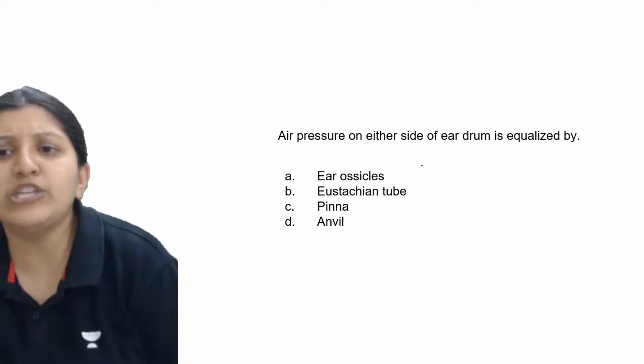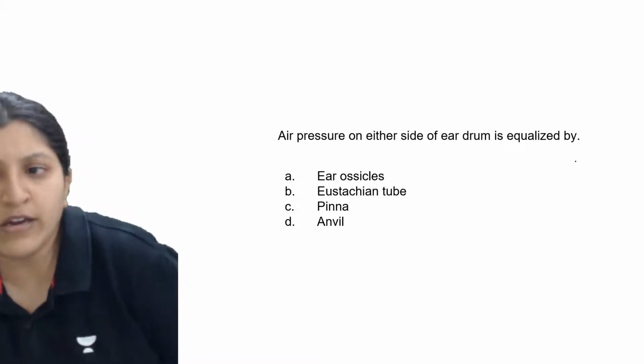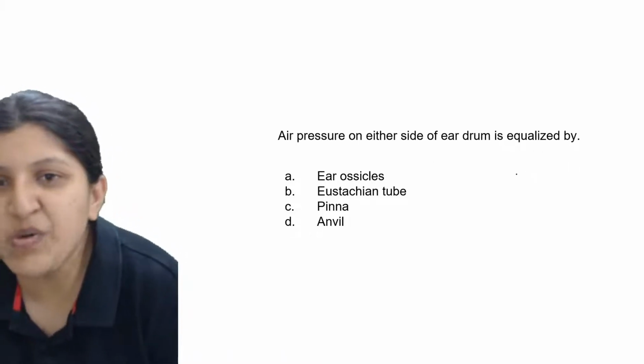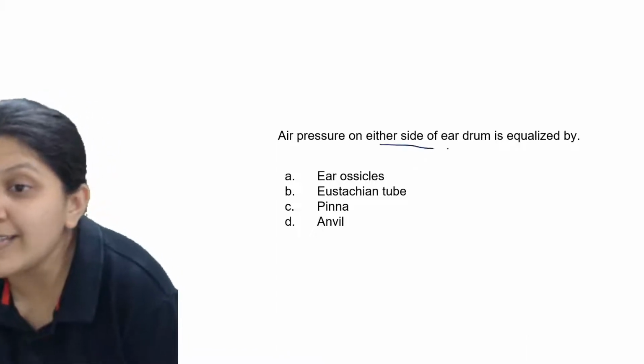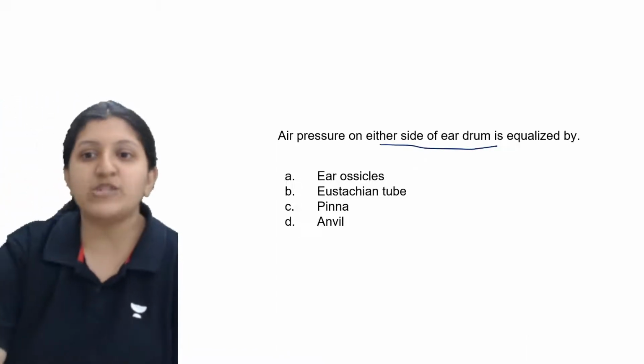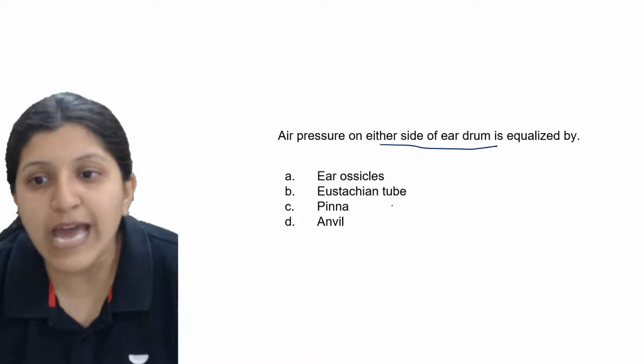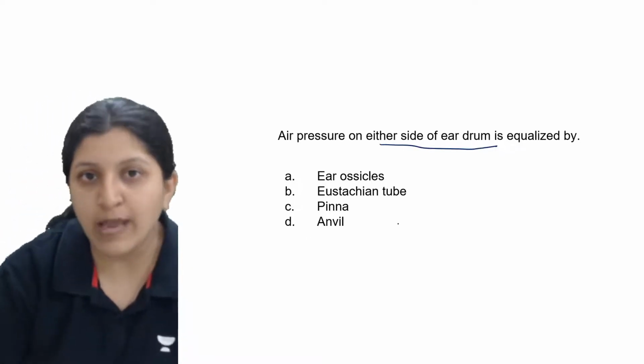All right, I think there is one more. Air pressure on either side of our eardrum is equalized by: ear ossicle, eustachian tube, pinna, or anvil.